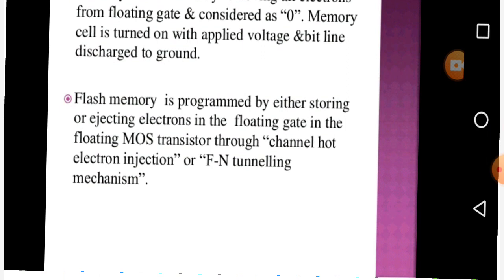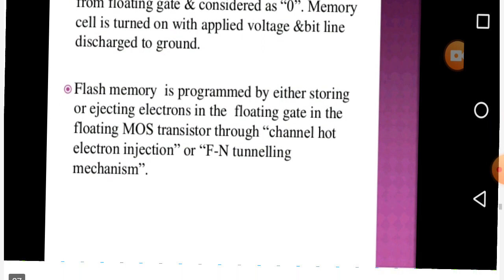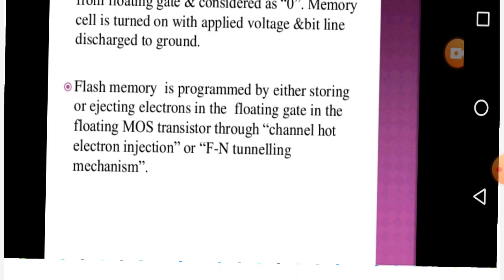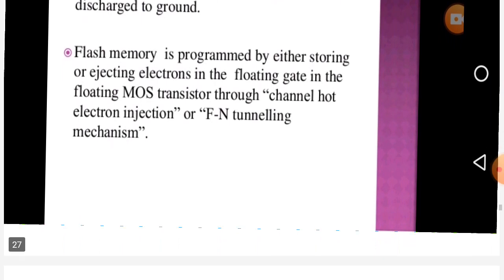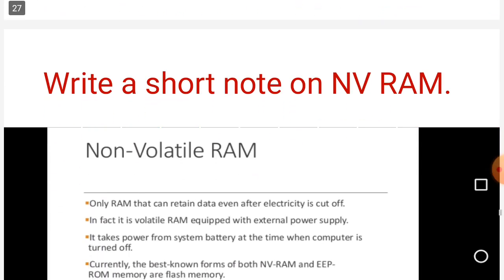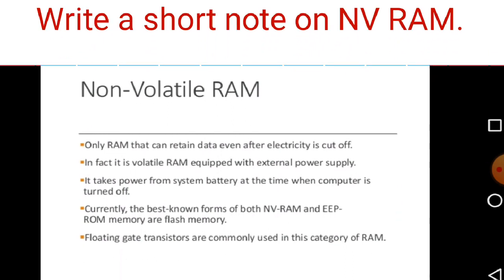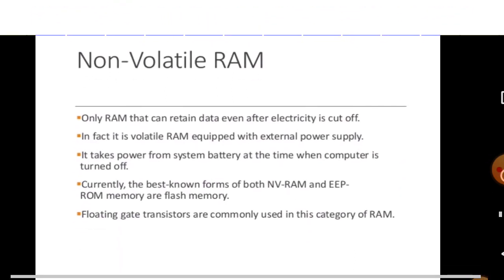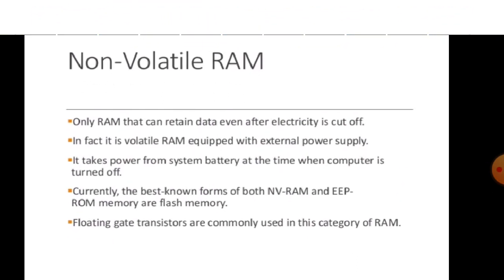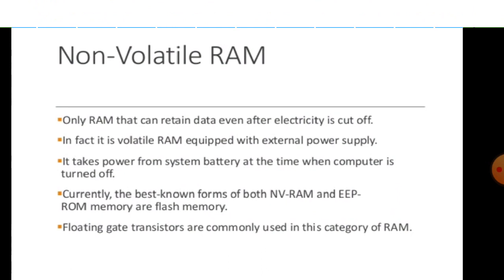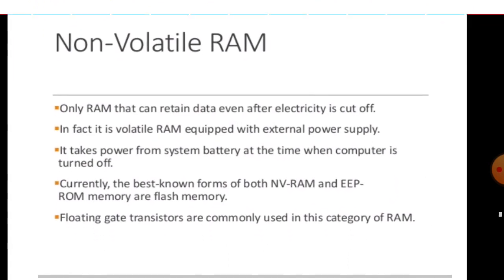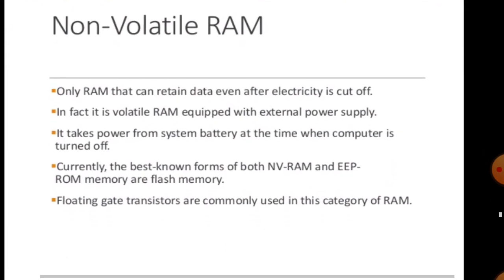Flash memory is programmed by either storing or ejecting electrons in the floating gate of the floating MOS transistor through channel hot electron injection or Fowler-Nordheim tunneling mechanism. Next, write a short note on non-volatile RAM. This is very important from the examination point of view. So please go through this. It will be asked for 5 marks.